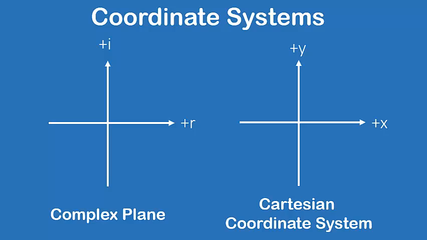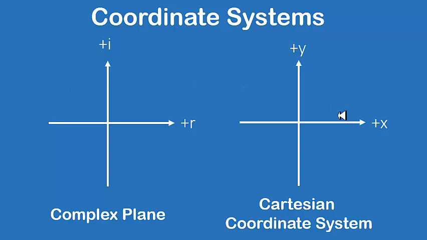In order to explain this, we need to talk about coordinate systems. On the left here we have what's called the complex plane. In the complex plane we have the real component on the horizontal, with positive real pointing to the right, and we have the imaginary component on the vertical axis, and positive i points up. Over here we have the standard two-dimensional Cartesian coordinate system with x on the horizontal and positive x pointing to the right, and y on the vertical with positive y pointing up.